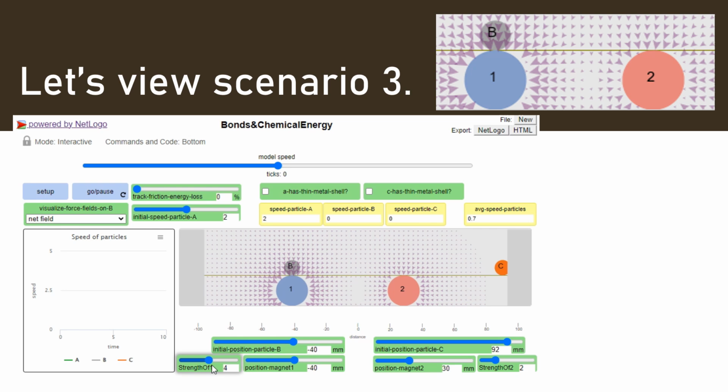Okay, here you can see the strength of magnet 1 is 4. The strength of magnet 2 is 2. B is currently bonded to 1. I have set the initial speed of particle A to 2, and we'll see maybe why. There the bond is broken. The bond forms. Here is that point right when that bond formed. Here was the speed before. What has happened to kinetic energy here?